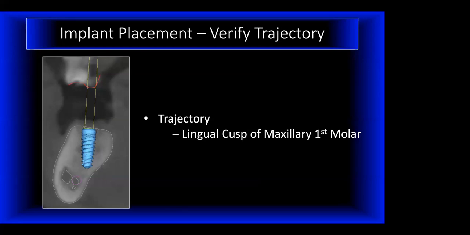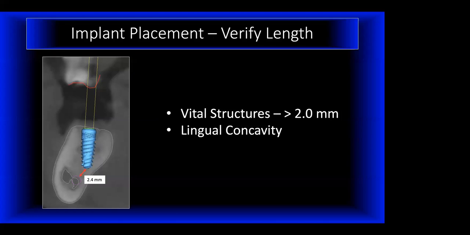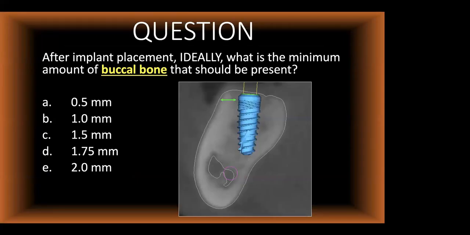The next thing is we want to look at our trajectory. Ideally, we want that stamp cusp or that plunging cusp over the central fossa, over the long axis of our implant. So what are we going to do? We're going to put our trajectory of our implant right into that lingual cusp of the maxillary first molar, just like that. Okay, and then we're going to verify the length to make sure our safety zone is good.